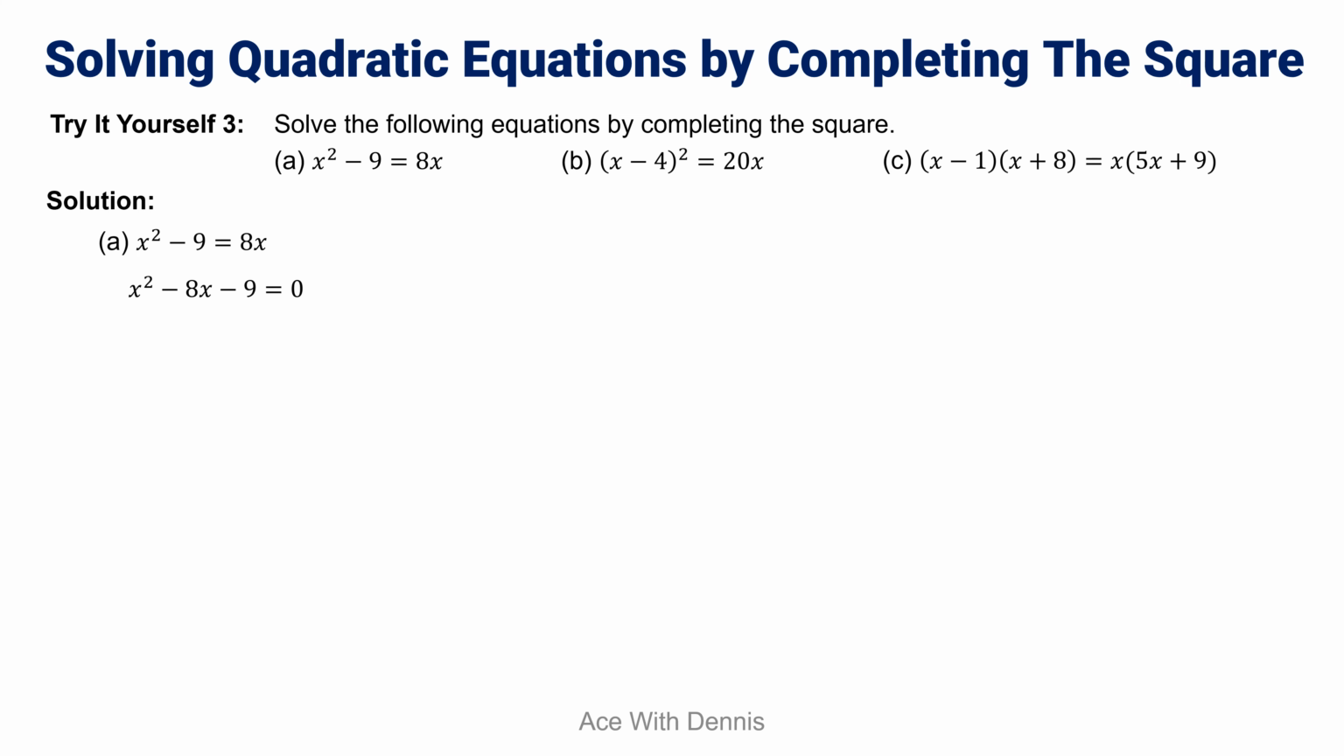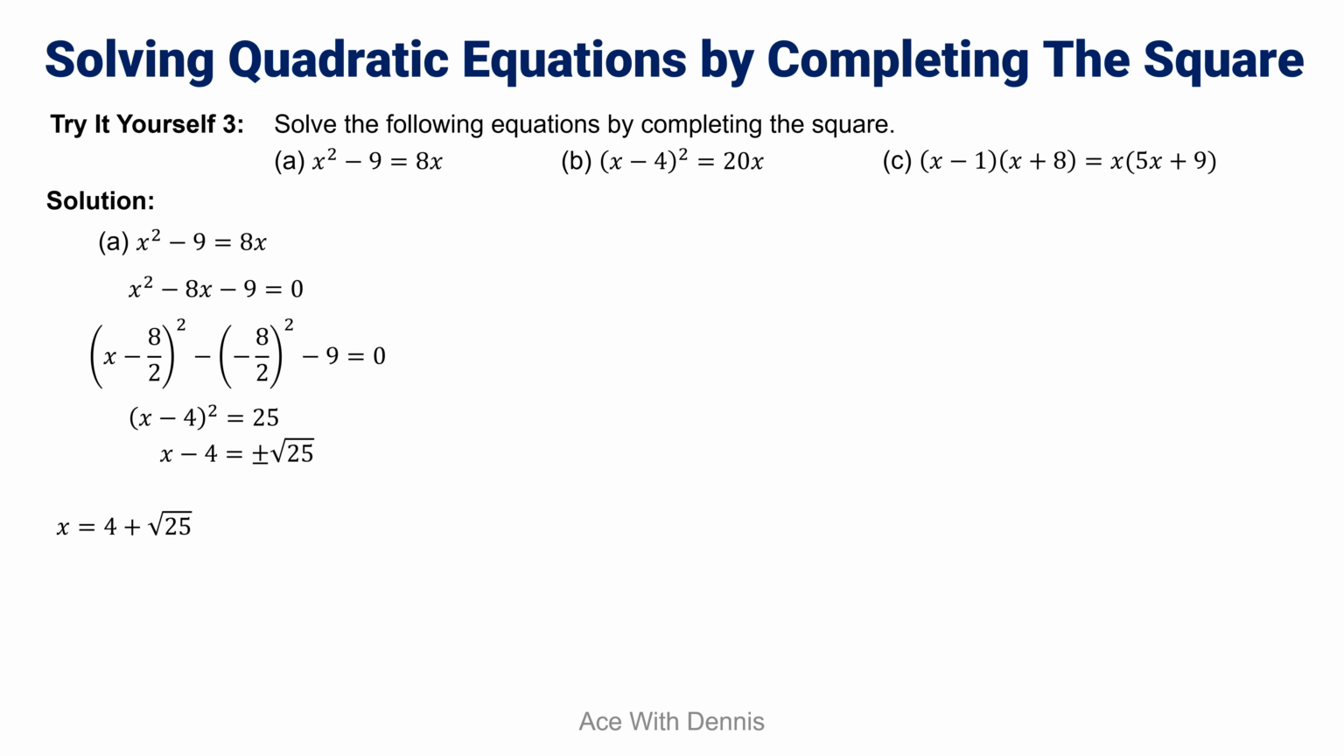I will just go ahead and apply the completing the square formula. So the equation becomes (x minus 8 over 2) squared minus (negative 8 over 2) squared minus 9 equals 0. Then simplify this equation. I will get (x minus 4) squared equals 25. Solve this equation. I will have x minus 4 equals plus minus square root of 25, which means I have two answers for this case. X equals 4 plus square root of 25, or x equals 4 minus square root of 25. And the final answer will be x equals 9 or x equals negative 1.